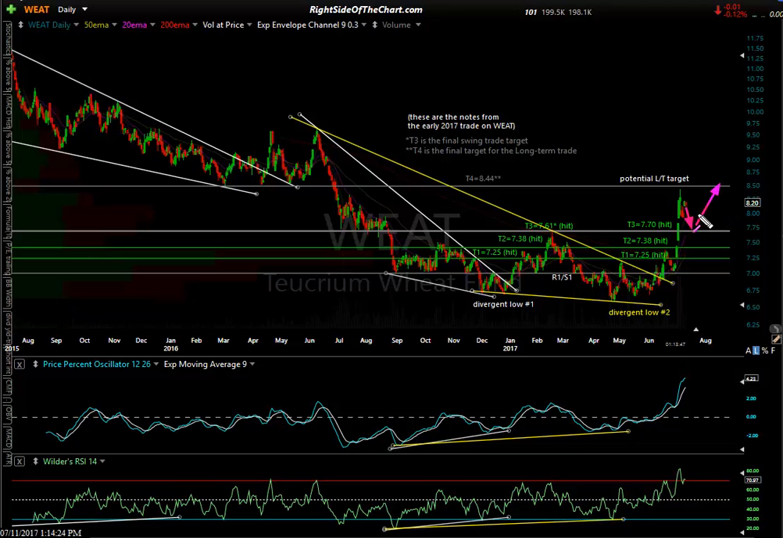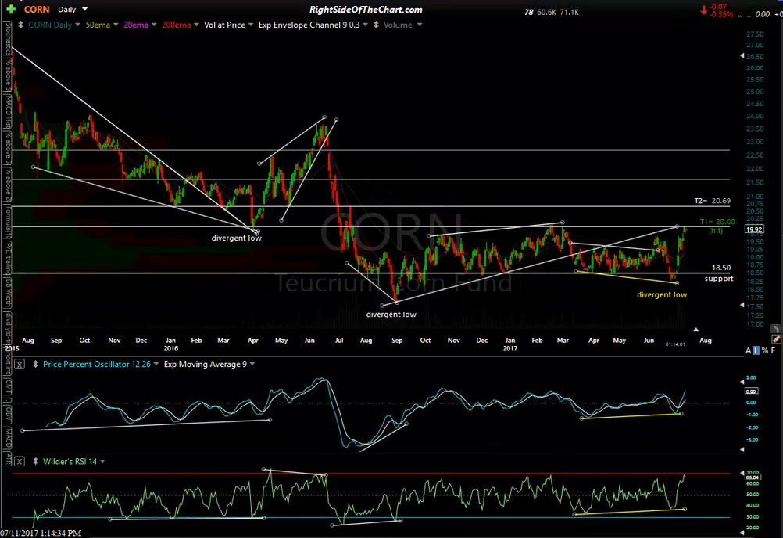Intermediate term, hard to say, but if we consolidate for a while, that's the most probable scenario. I don't see us breaking above the 850 level and running anytime soon, although anything is possible with commodities.